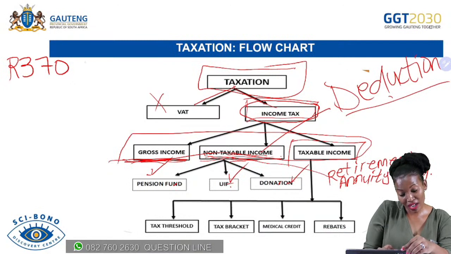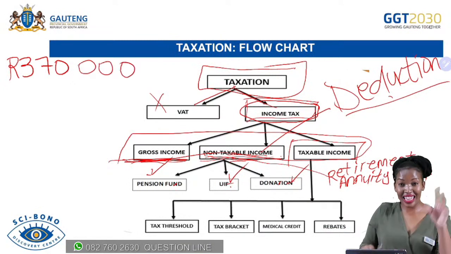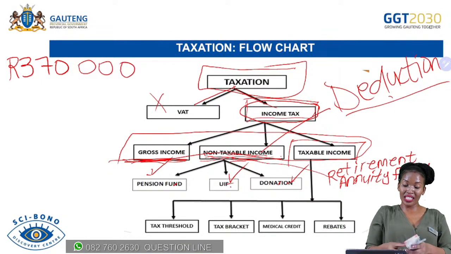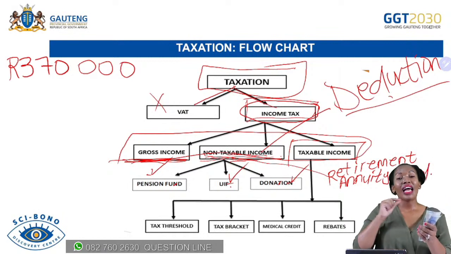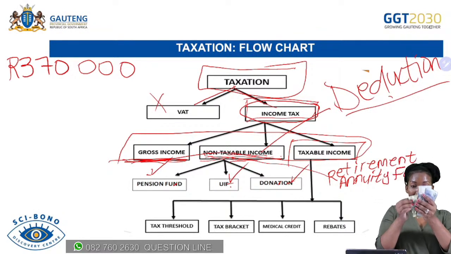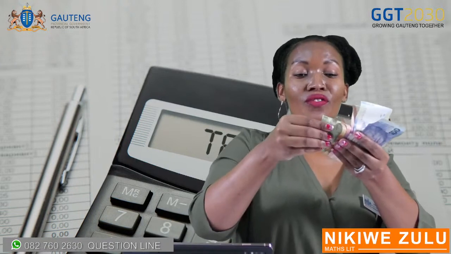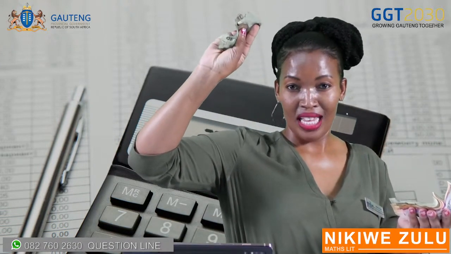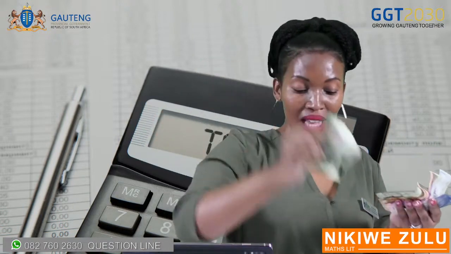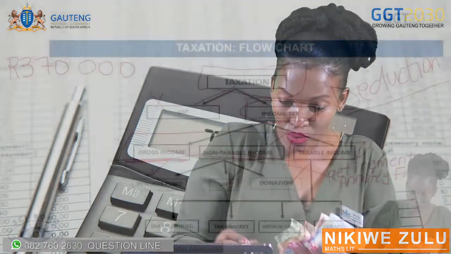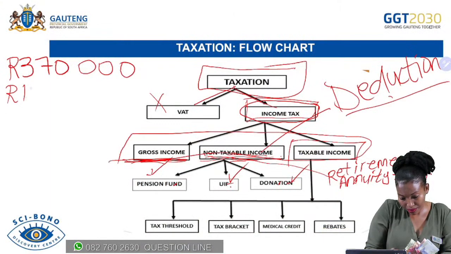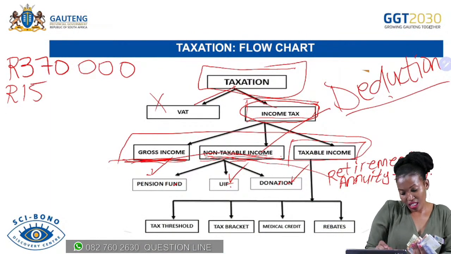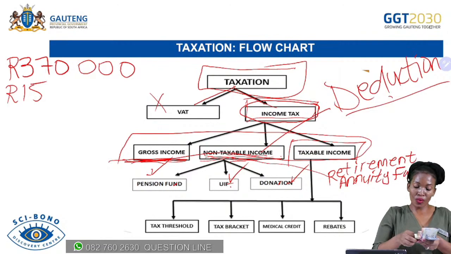So I'm just going to make it 370,000. So I've got 370,000. This is an annual amount, per annum. This is what I'm getting per annum. So from this 370, I'm contributing 15 rands towards UIF. So let's say yes, I'm contributing 15 rands towards UIF.